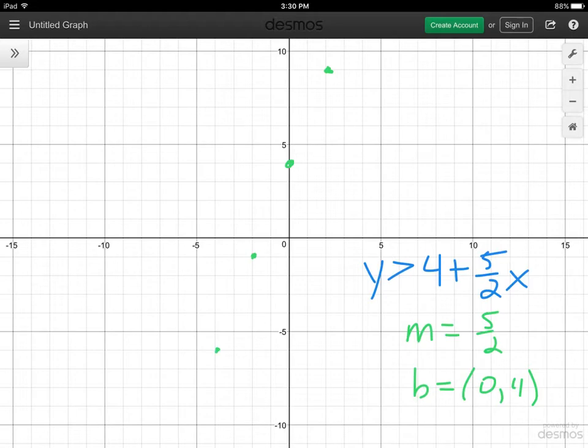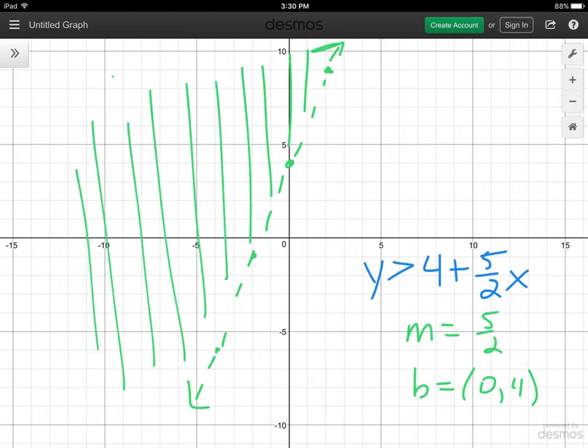Now the inequality is not equal to. All we have is this greater than sign, so that means it's going to be a dotted line. And it says y is greater than, and so you're looking for where the y values are going higher and higher, which is up here.